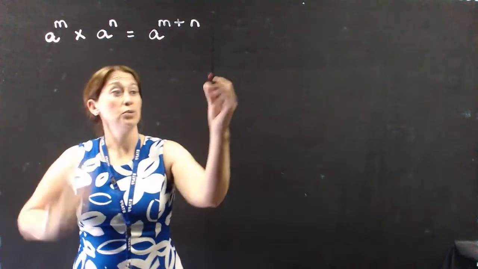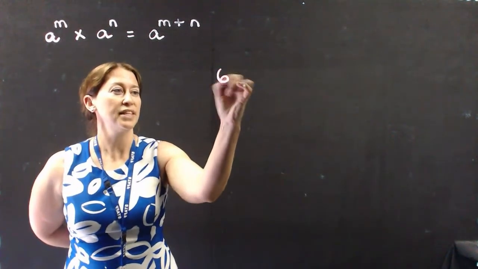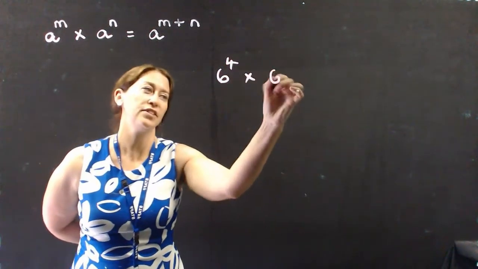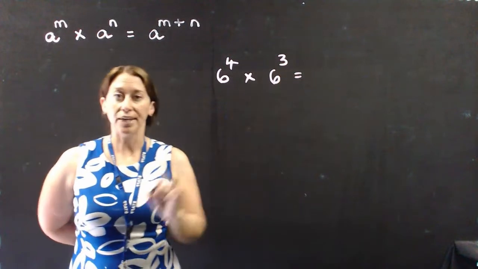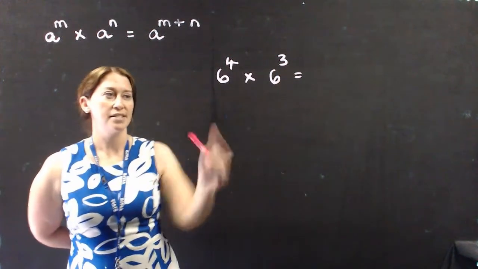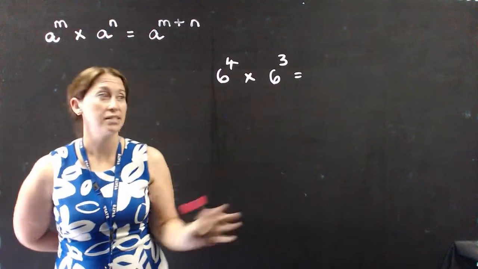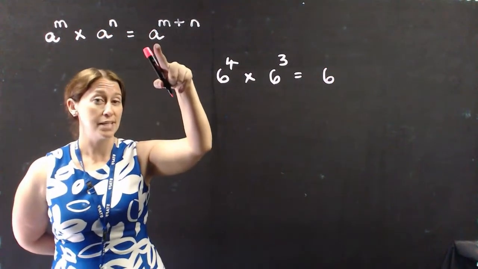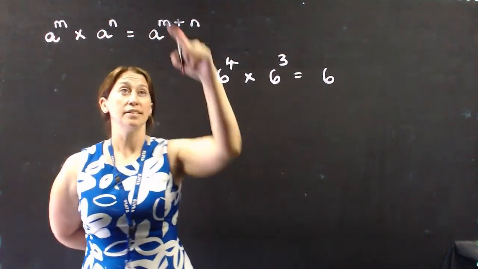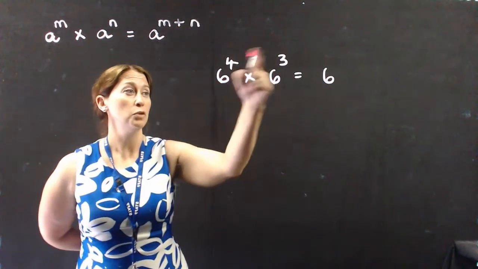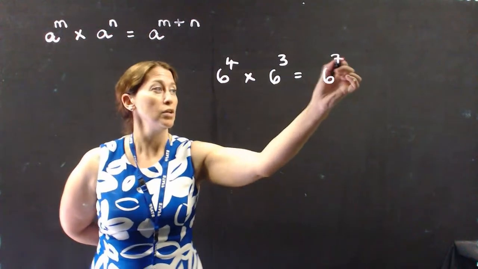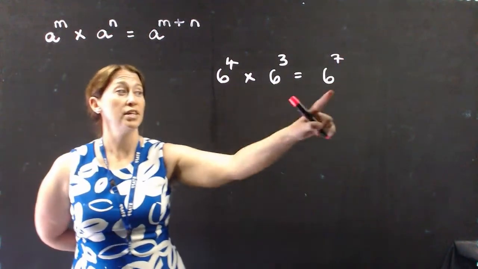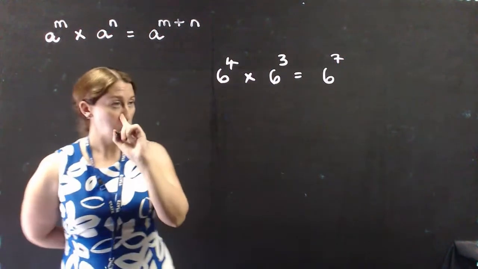Let's do a few examples. Let's go 6 to the power 4 multiplied by 6 to the power 3. Let's simplify. Are the bases the same? Yes, they both have a base of 6. So in order to follow the rule, the base has to stay the same, and then all I simply do is add the powers. 4 plus 3 is 7. So simplified, this can be written as 6 to the power 7. Let's do another one.